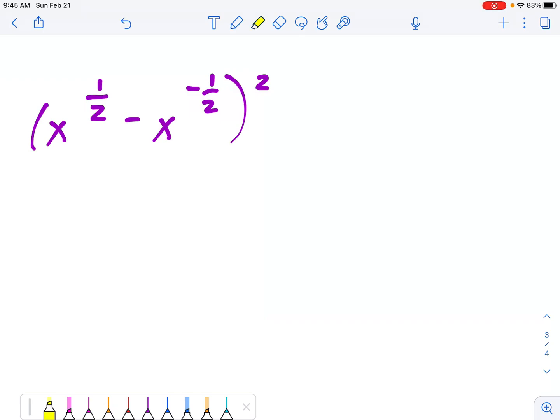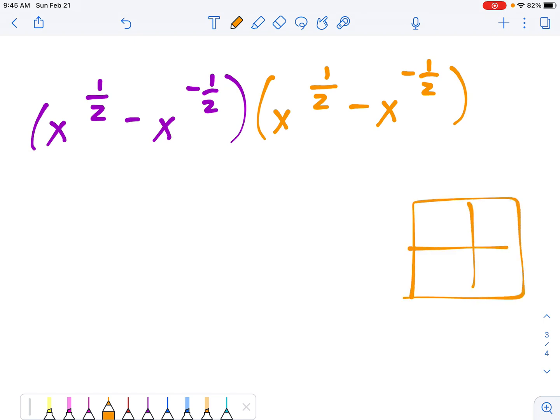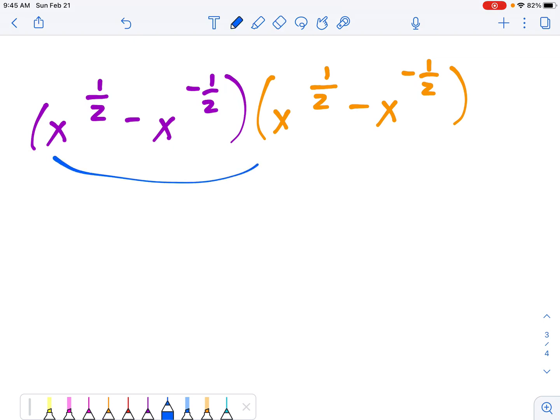An important thing to keep in mind, when something is being squared, you're multiplying by itself. So I'm going to go ahead and just rewrite the same thing so that when I multiply, I don't forget my middle term. Those of you who like to multiply with your box, feel free to do so. It's just a different way of organizing, and we'll end up with the same answer.